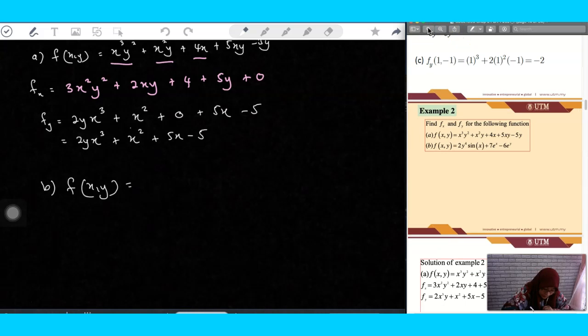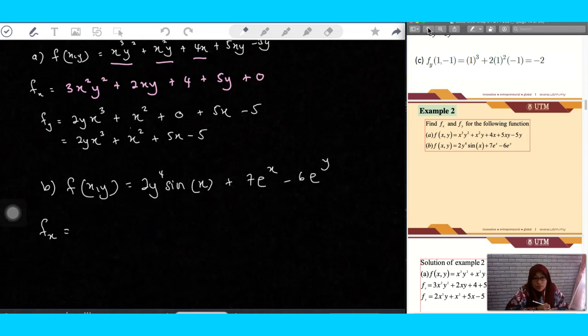So you have 2y^4 sin x, a multiplication between two functions, plus 7e^x minus 6e^y. Now we want to work on f_x. Differentiate with respect to x, y constant. Okay, look at the first term.